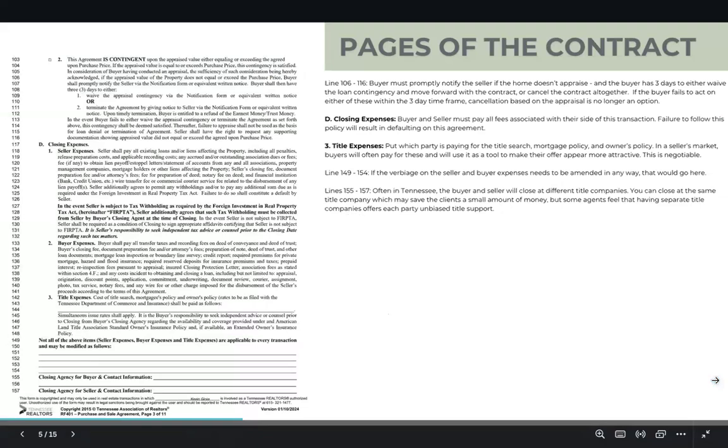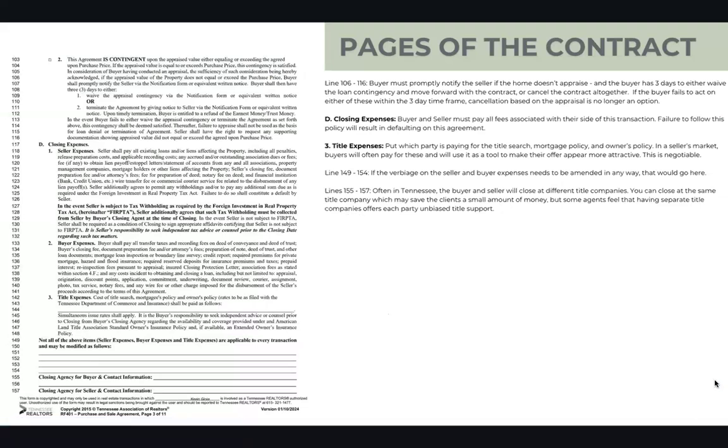Lines 106 to 116, the buyer must promptly notify the seller if the home doesn't appraise. And the buyer has 3 days to either waive the loan contingency and move forward with the contract or cancel the contract altogether. If the buyer fails to act on either of these within the 3-day time frame, cancellation based on the appraisal is no longer an option.